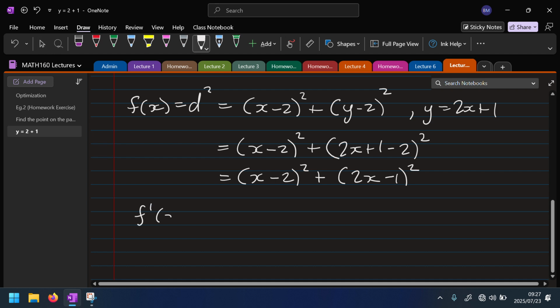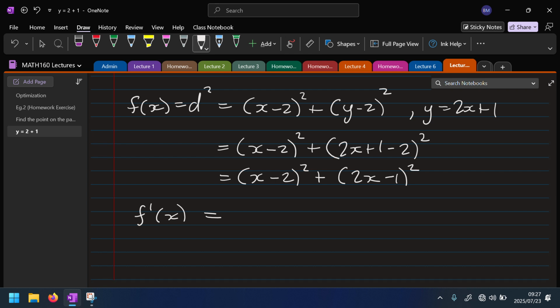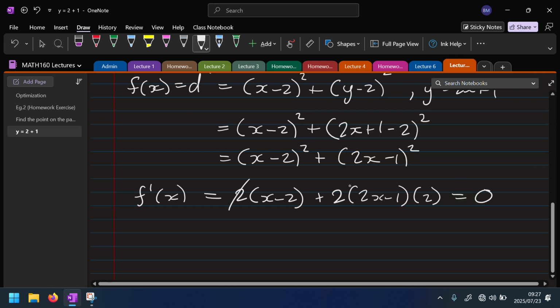So we want f prime. Let's go with the chain rule method. So we're going to take the 2 down, so that will be 2(x minus 2) to the power 1. The derivative of the inside, that's not going to do anything. Plus, then we've got another 2(2x minus 1). Now the derivative of the inside is 2. And we want that to be 0. Let's simplify. So firstly, these 2s can go.